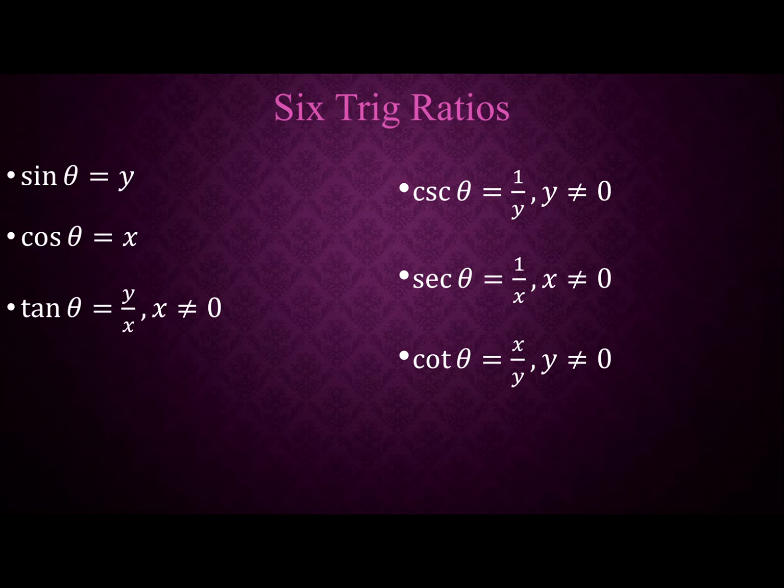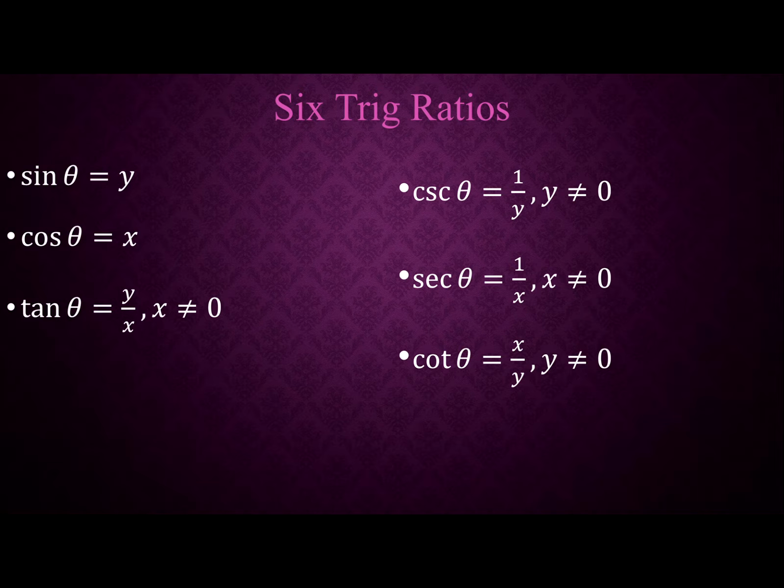The x value is cosine. Tangent is y over x, assuming x is not 0. If x is 0, then it'd be undefined. And then cosecant is 1 over y, secant is 1 over x, cotangent is x over y. And again, each of those, like the tangent one, if the denominator is 0, then that function would be undefined technically.